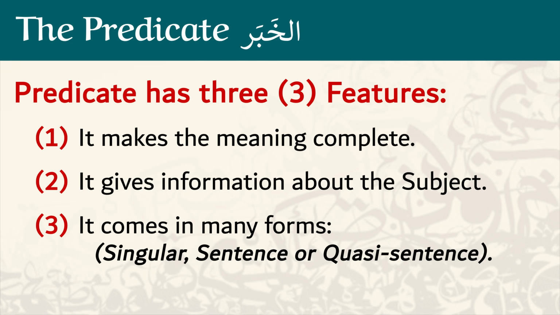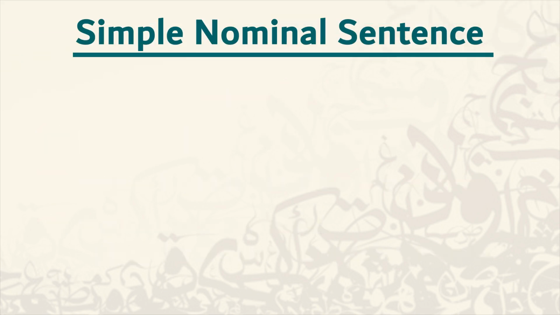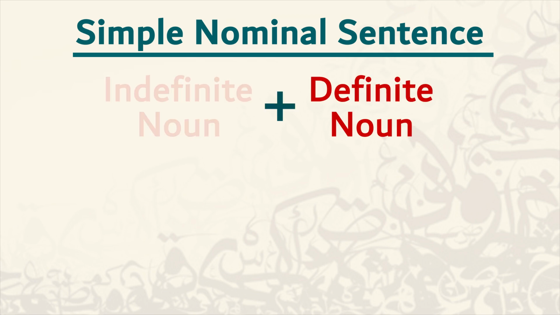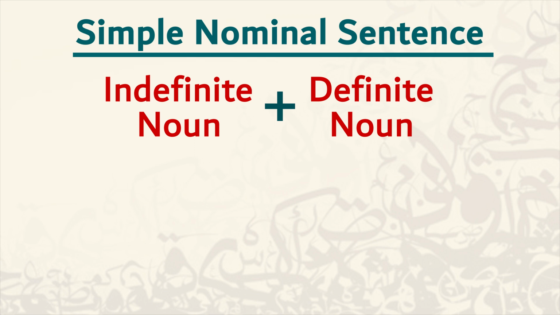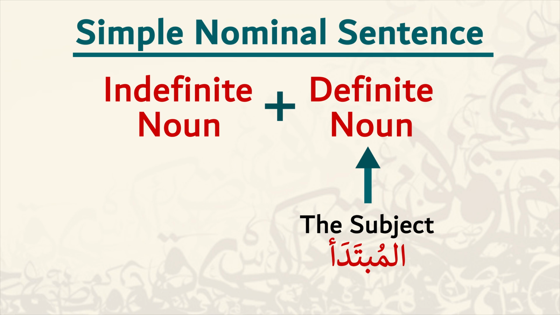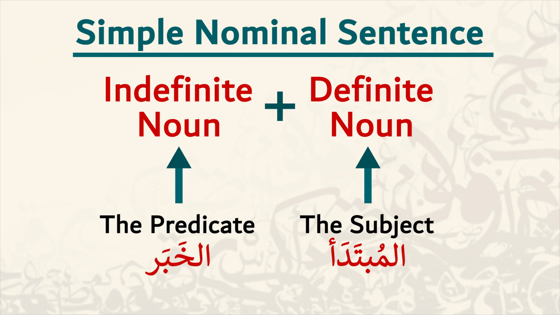Let's see the simplest way to build a nominal sentence. A definite noun plus an indefinite one. That's it. The definite noun represents the subject, المبتدأ, and it could be any type of definite nouns. And the indefinite noun represents the predicate, الخبر.